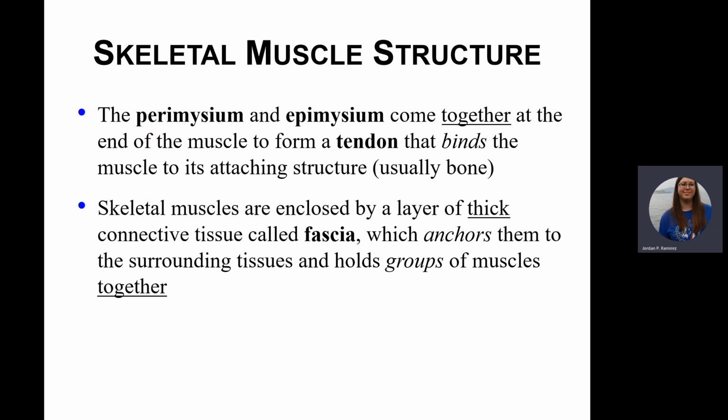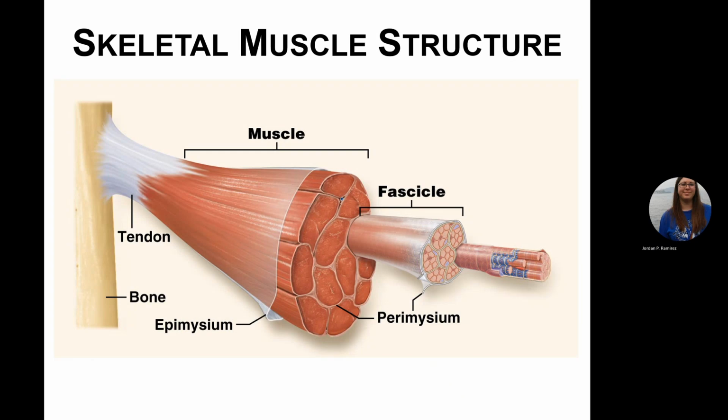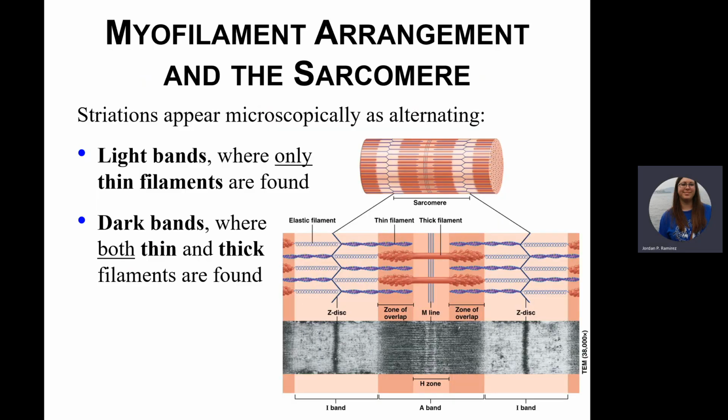All right, so the perimysium and the epimysium come together at the end of the muscle to form a tendon that binds the muscle to its attaching structure, which is a bone. Skeletal muscles are enclosed by a layer of thick connective tissue called fascia, which anchors them to the surrounding tissues and holds groups of muscles together. Just telling you the same thing.